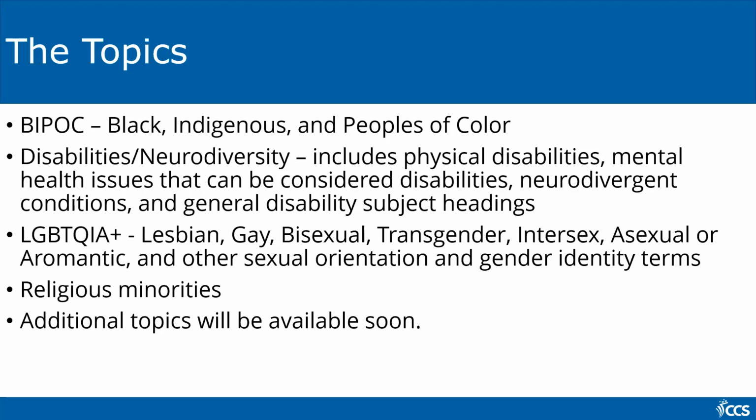LGBTQIA+ includes the subject headings on sexual orientation and gender identity. Religious minorities is also included. These topics are then broken down into subcategories so that you can drill down into more granular data. So when I switch to the dashboard, I'll review these topics in more detail, and we'll demonstrate how you can access those subcategories. Additional topics like women, poverty, and immigrants will be added to the dashboard in the future.